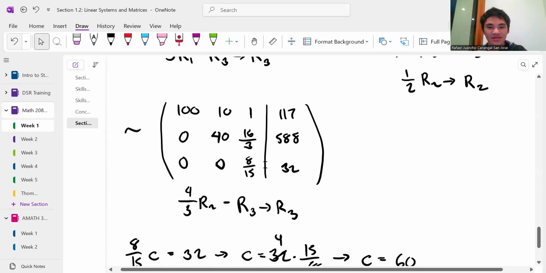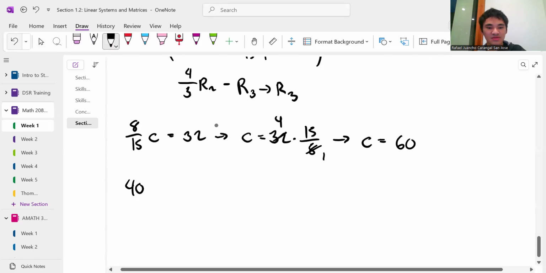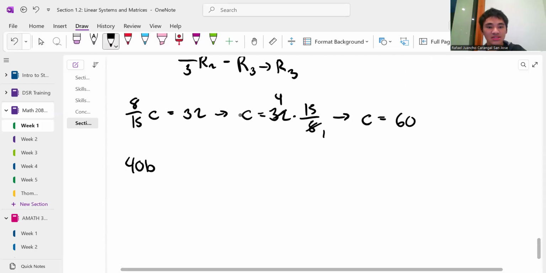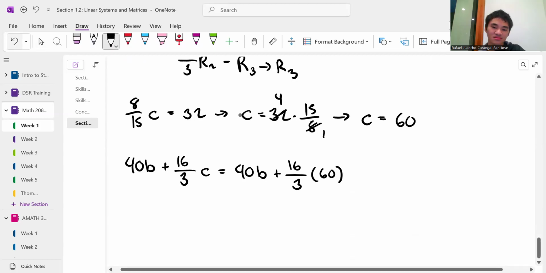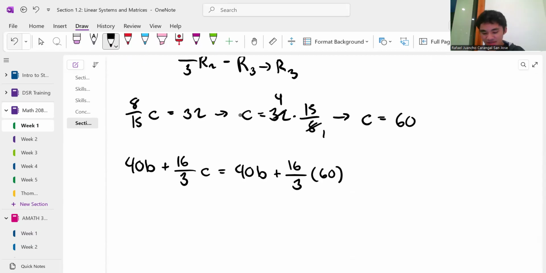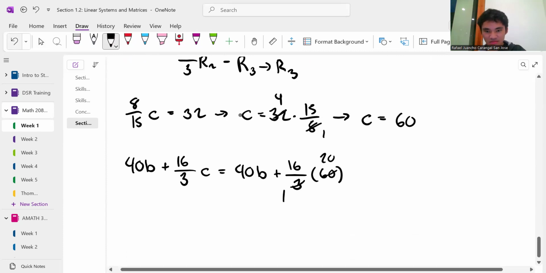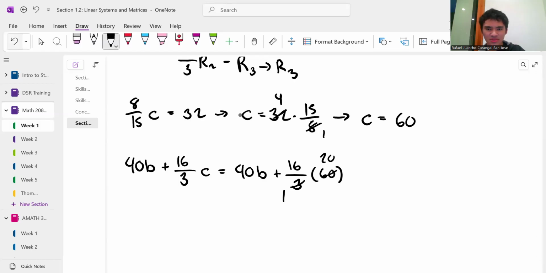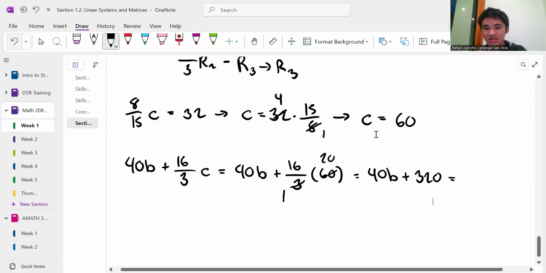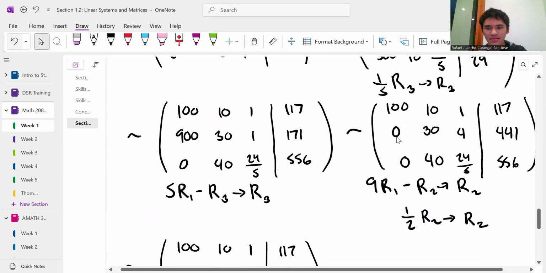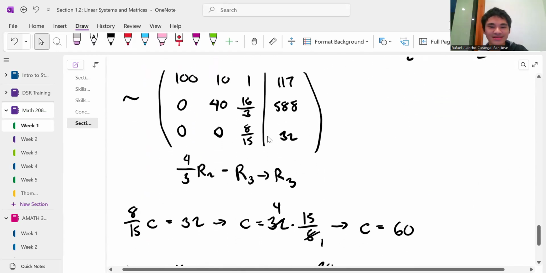And then how do we get the b value? So actually, this is 40b plus 16 over 3c equals, and then we put 60, right? Can I divide this? Probably I can. It becomes a 1, becomes a 20. So actually, this is 20 times 16, 320. This thing is equal to, am I looking at the right thing? Yeah, 588.